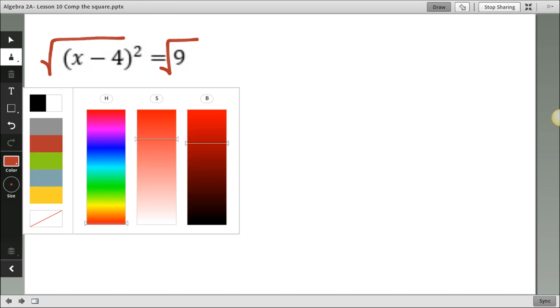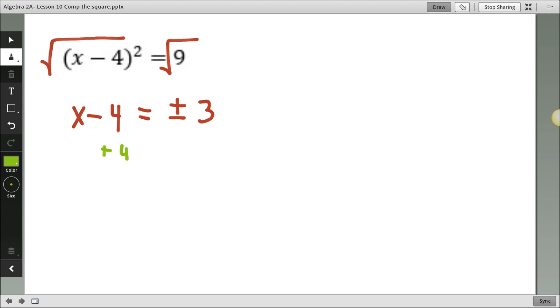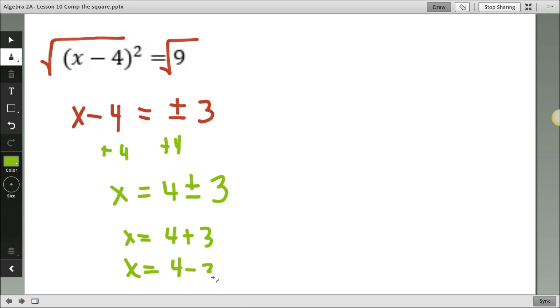So if we add 4 to each side, we're going to get x equals 4 plus or minus 3. So we got two different answers. X is going to equal either 4 plus 3, or x is going to equal 4 minus 3. So x here is going to equal either 7 or x will equal 1. So that's where we're going.